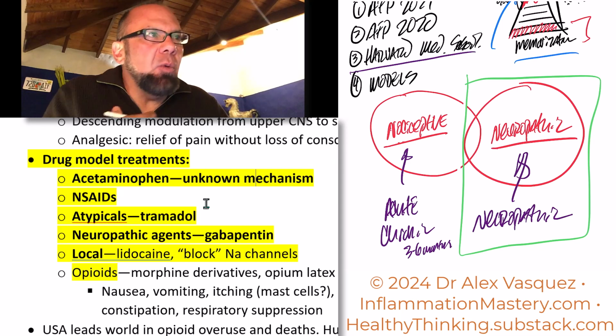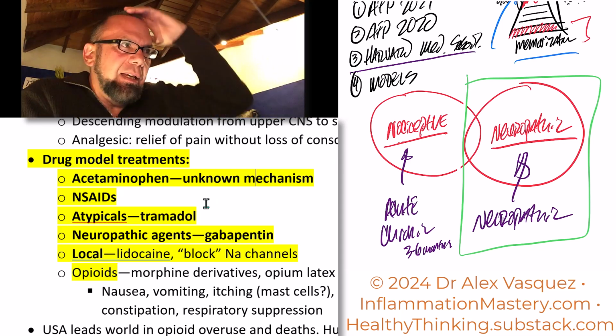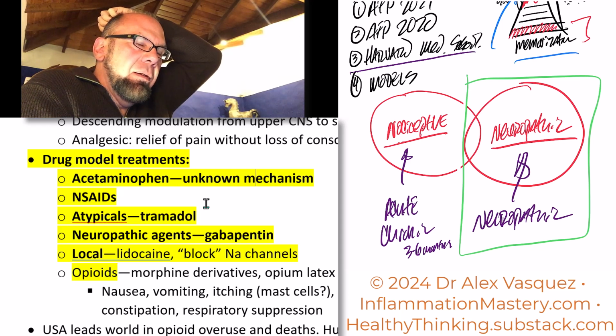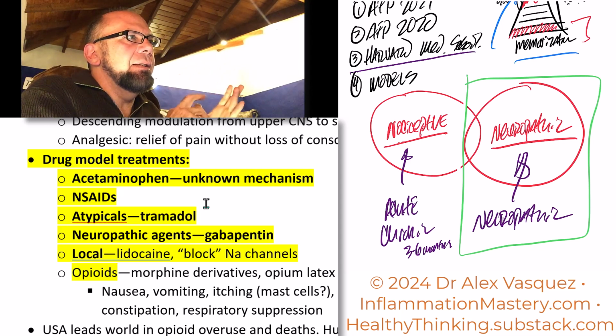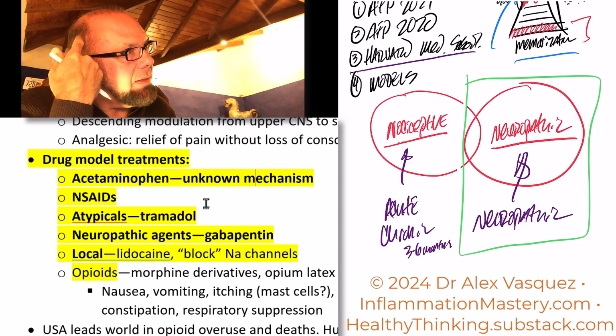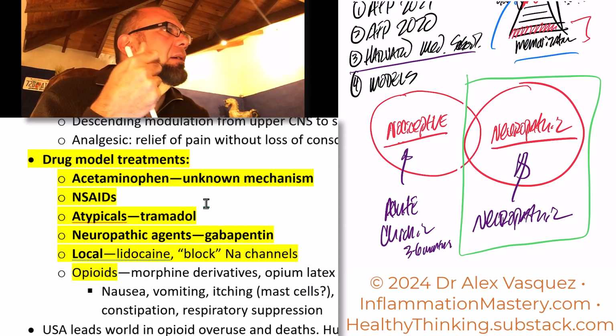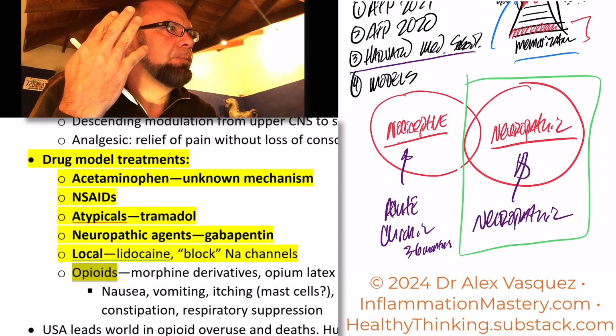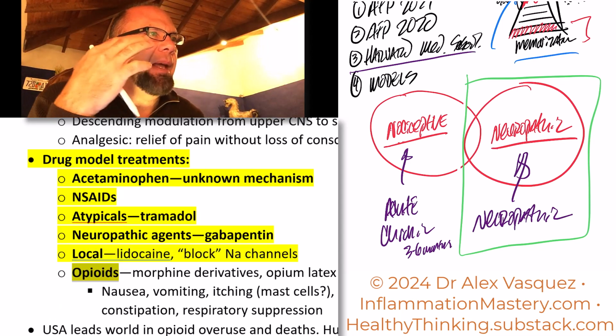So again, this is what we learned in medical school. That's why when I saw this list in this guy's presentation, I thought, wow, this wasn't just our medical school. This is really, apparently, the canonized medical model: acetaminophen, NSAIDs, atypical drugs, tramadol, neuropathic agents like gabapentin, local anesthetics, and opioids. When these medical pain specialists think of pain, this is what they think of.